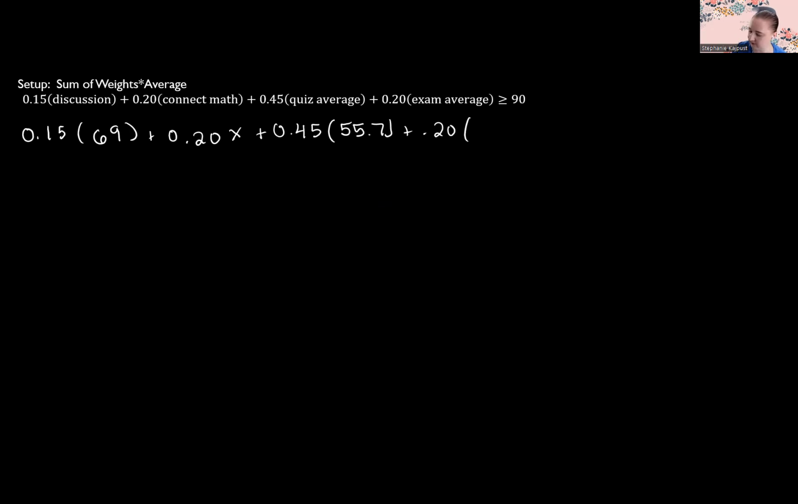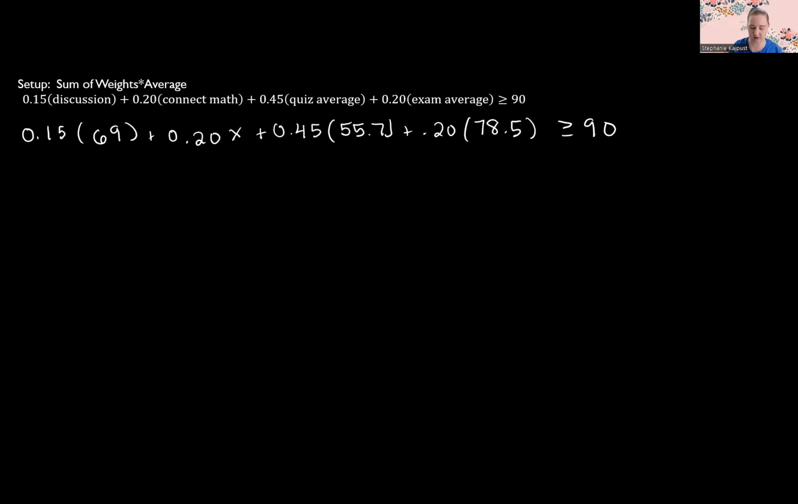0.20 times the exam average, which is 78.5, and then greater than or equal to 90, since 90 or higher is the A. So we're solving for x. Multiplication happens before adding, so we need to do all of our multiplications here.